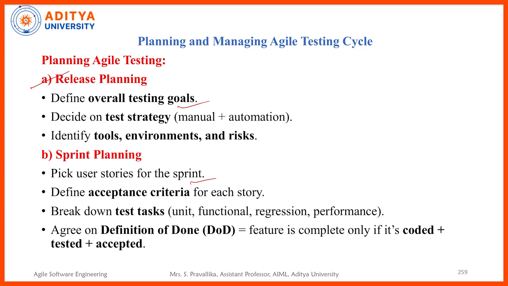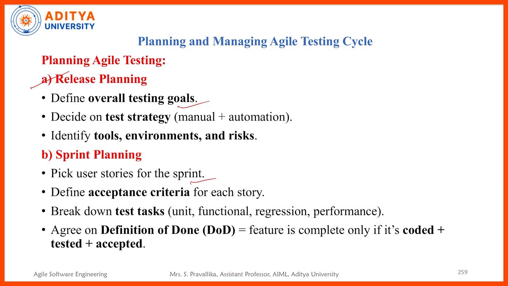Next one, define acceptance criteria for each story. So we need to define the acceptance criteria for each story. We already know the acceptance criteria, so how it is going to happen and how we are going to work for that particular story. Next one, break down the testing task. The testing task can be broken down based on unit testing, functional testing, regression testing and performance testing. So these were the categories of testing that we have.